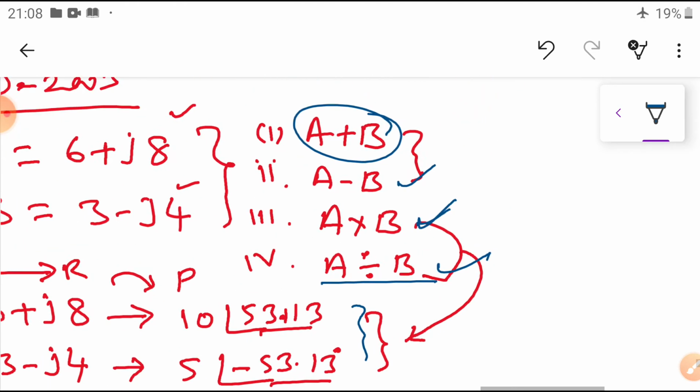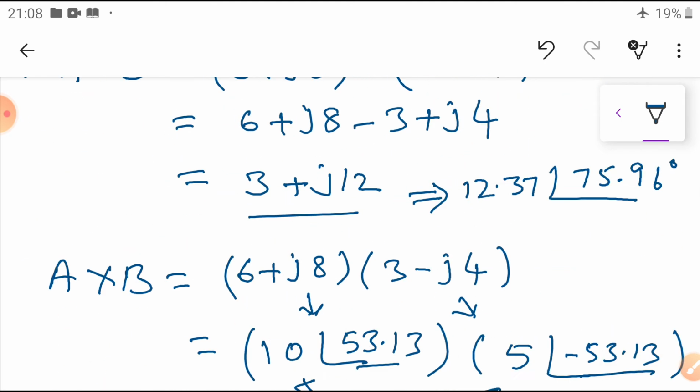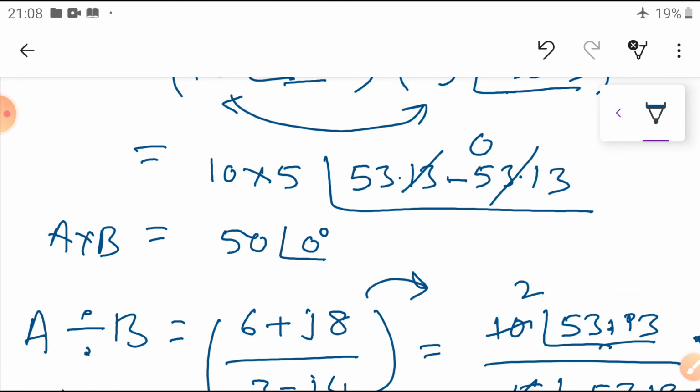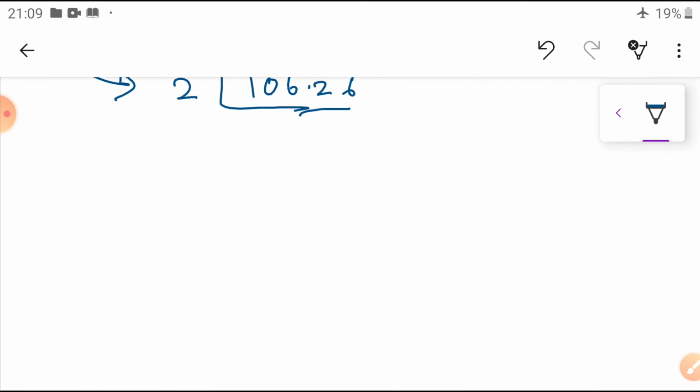So, we have done A plus B, A minus B in rectangular form, and A into B and A division by B in polar form. Similarly, we do the remaining problems. What you have seen is simple substitution of these values. Okay, let us do another problem.